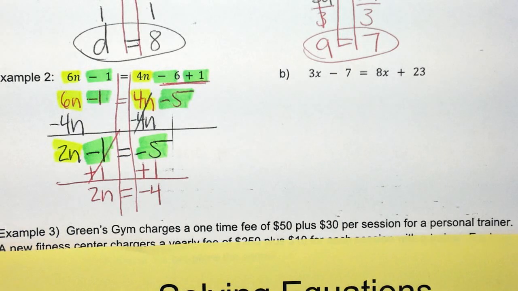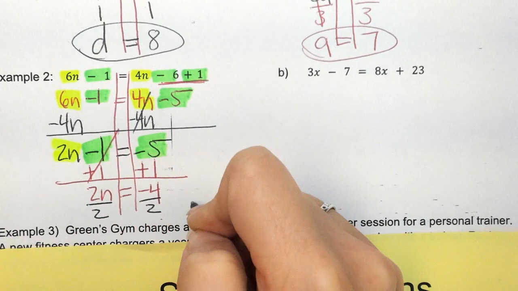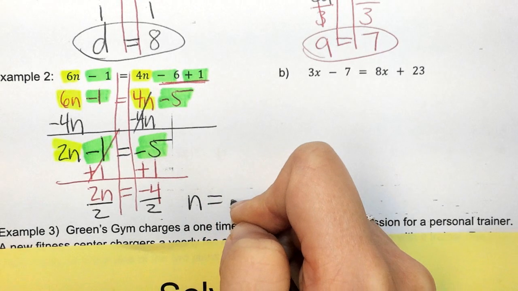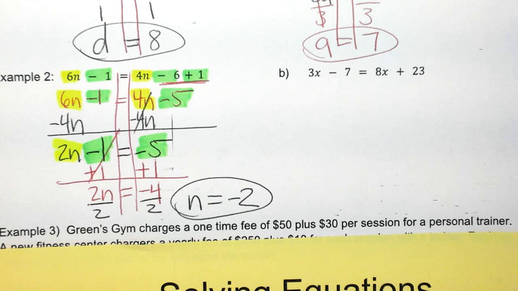Okay. At this point, now I have all my variables on one side, all my constants on the other. At this point, James, what would I do to solve? Divide by 2 on both sides. So I end up with n is equal to anyone? -2. We want to check this.